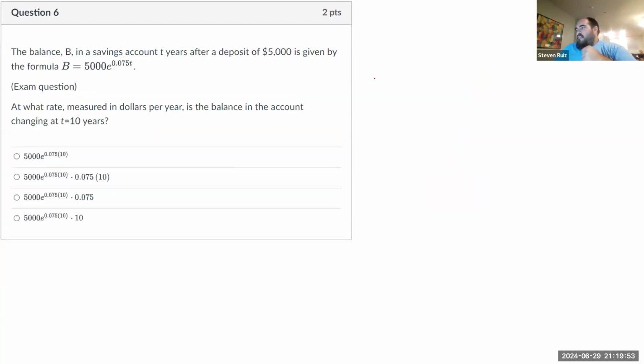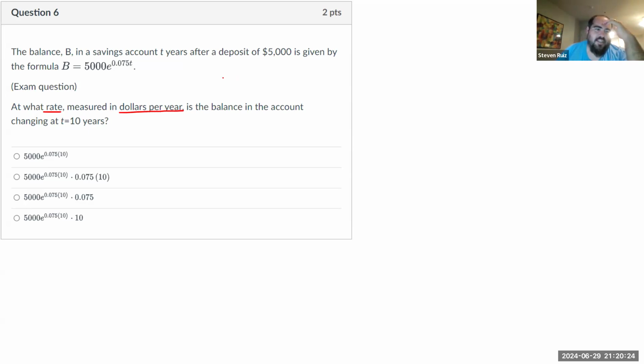All right. Final question in part 2 here. The balance in a savings account 2 years after depositing $5,000 is given by this formula. At what rate, measured in dollars per year, is the balance of the account changing at 10 years? So the word rate, and also going to circle or underline dollars per year. Those are both pretty strong clues that I'm looking at a derivative.